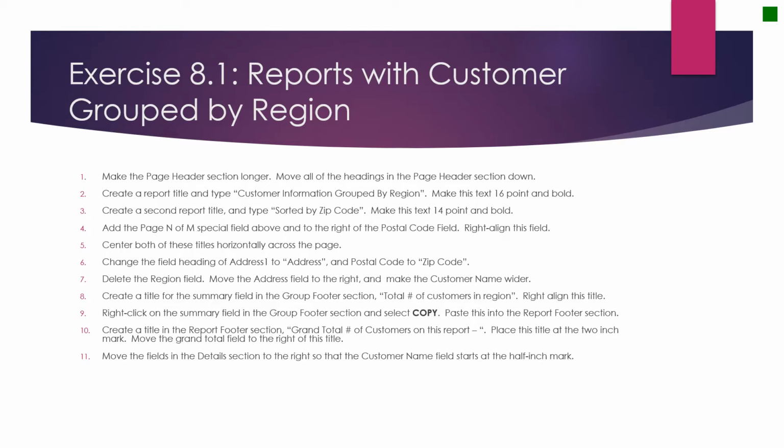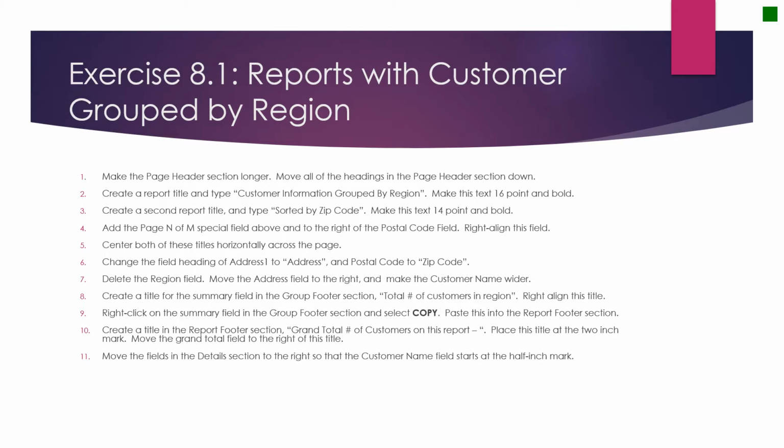And then we're going to take care of some other aesthetics. So address 1 is not very meaningful to people. We'll change that to simply address, and most people will recognize zip code rather than postal code, so we'll change the label of that field. Since we're grouping by the region, we can go ahead and get rid of the region field. It becomes redundant in the body of the report, and that gives us a little more real estate to make the customer name wider and make a few other layout adjustments.